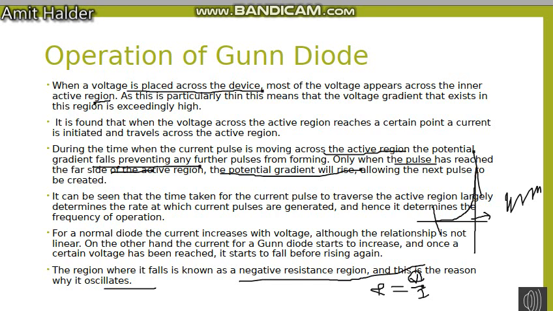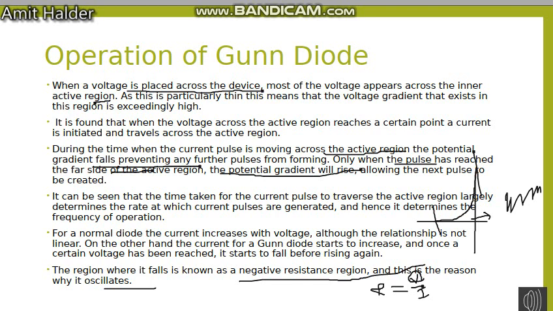So what is the operation of Gunn diode? That is, when a voltage is placed across the device, most of the voltage appears across the inner active region. As this is particularly thin, this means that the voltage gradient that exists in this region is exceedingly high. It is found that when the voltage across the device region reaches a certain point, a current is initiated and travels across the active region.